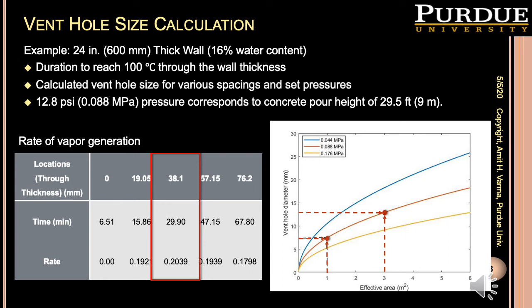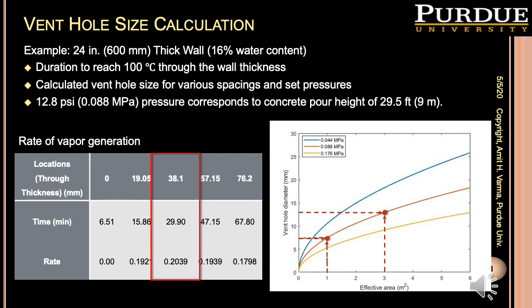Then we pick up the maximum rate of vapor generation, and then you calculate what your set pressure is. We are considering three different set pressures and then different spacings of the vent holes. On the curve you can see there is a set pressure of 0.0088, which corresponds to a concrete pour height of 9 meters, and then there's a set pressure which is half of that, and then there's a set pressure which is twice of that.